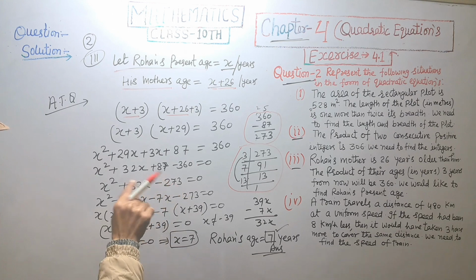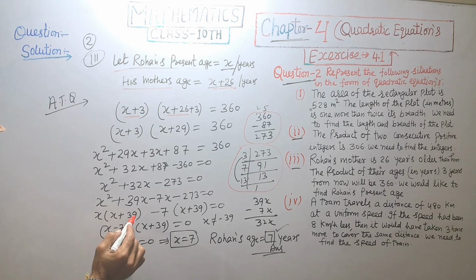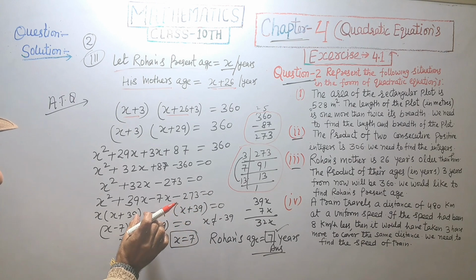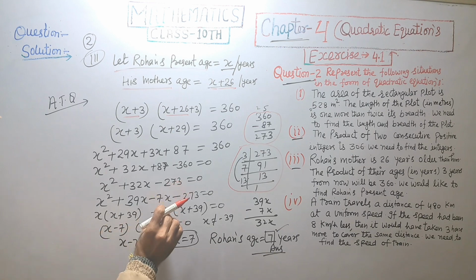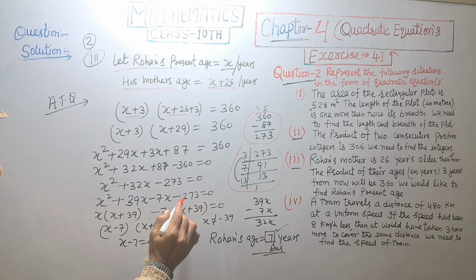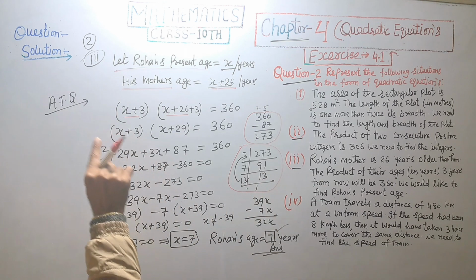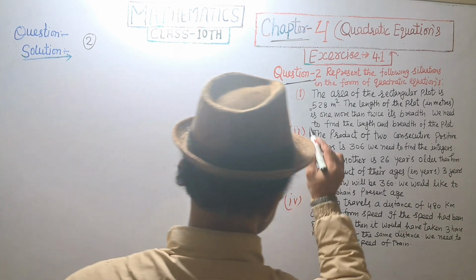39x minus 7x is equal to 32x, and x is taken common. x plus 39 in bracket and x plus 39 in bracket, so minus 7 is common. Minus 7 multiplied by x is minus 7x, and minus 7 multiplied by 39 is minus 273. So (x minus 7) once and (x plus 39) once is equal to 0. x minus 7 equal to 0 means x is equal to positive 7. So Rohan's present age is equal to 7 years. Answer. Question second, fourth part.